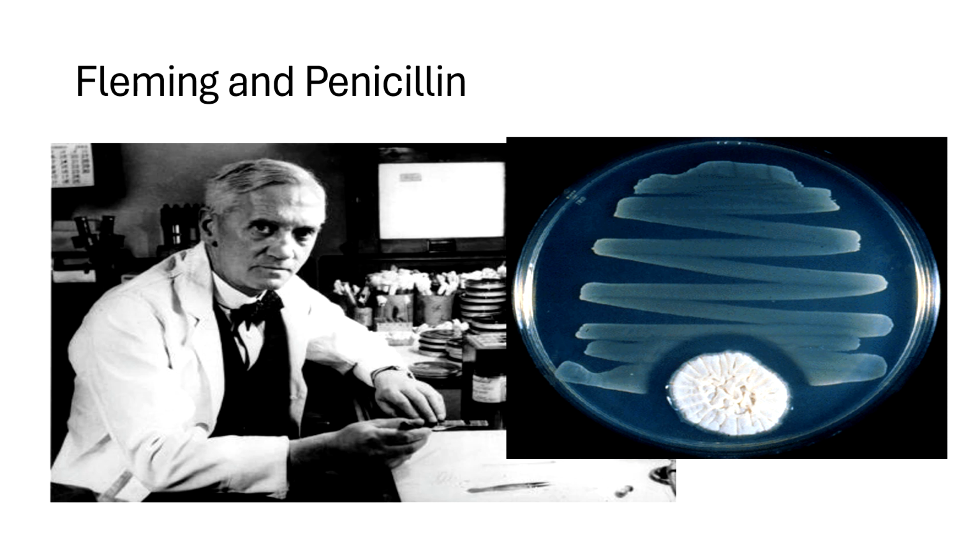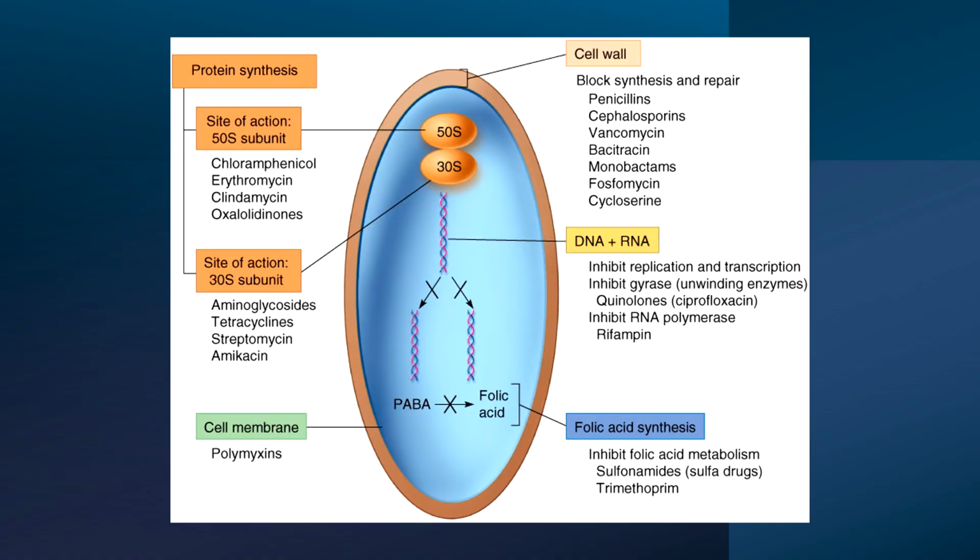This slide shows Alexander Fleming, who discovered the first antibiotic, that is penicillin. This is a brief classification of antibiotics. We are not going into detail, but one has to remember that beta-lactams include penicillin, cephalosporins, monobactam as well as carbapenem.